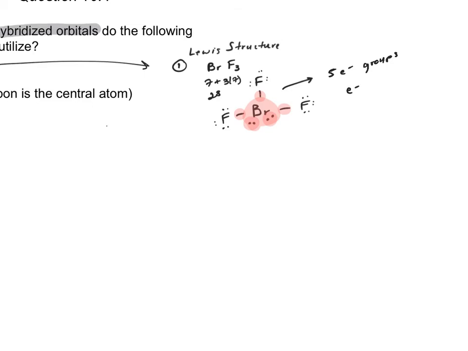And so overall, the electron group geometry is trigonal bipyramidal. Trigonal bipyramidal, 5 electron group geometry, right? Now, they're going to ask what type of hybrid orbitals this trigonal bipyramidal 5 electron group geometry utilizes. And I just know, well, if it's 5, 4 was sp3, so 5 has to be sp3d. So it's using sp3d hybrid orbitals.